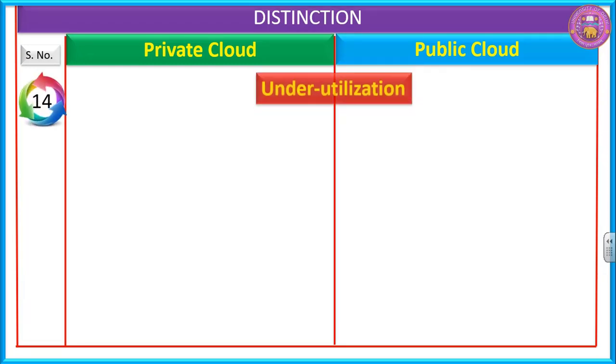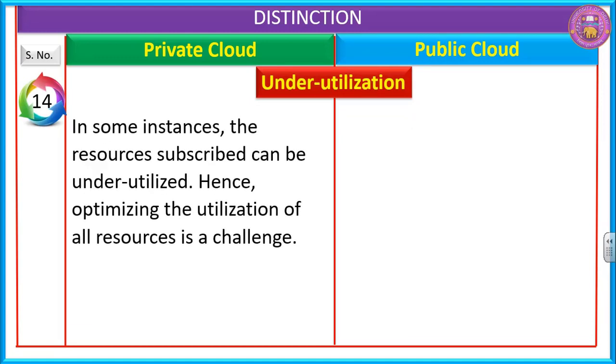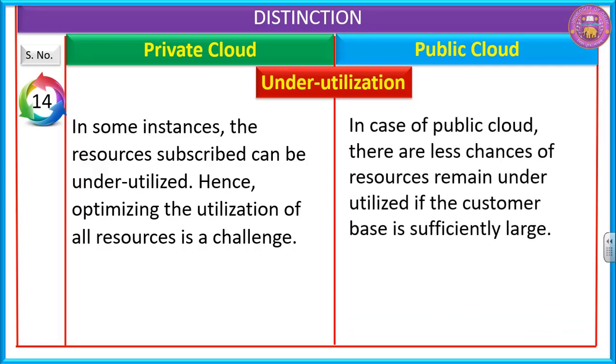14th, underutilization. In some instances, the resources subscribed can be underutilized. Hence, optimizing the utilization of all resources is a big challenge in case of private cloud. In the case of public cloud, there are less chances of resources remaining underutilized if the customer base is sufficiently large.